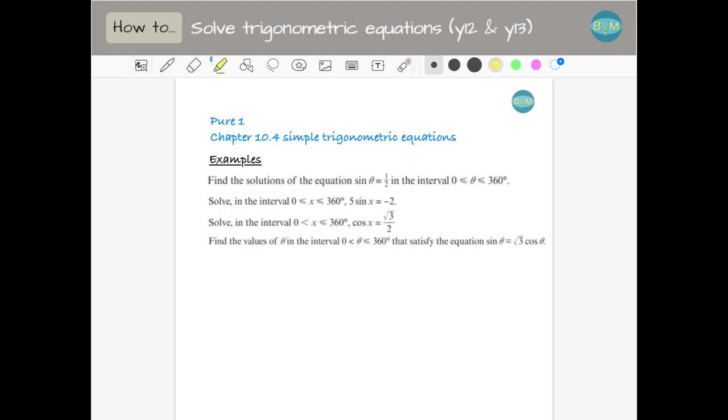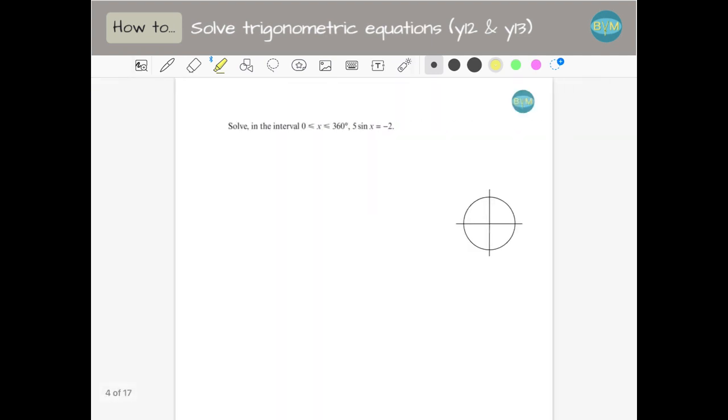So the first time you see them is in chapter 10.4, which is simple trigonometric equations. The equations are quite simple, really things like this, where you have sine, cos, or tan equal to a number, or a very easy way of finding that sine, cos, tan equal to a number. So for example, with this equation, I'm going to make sine x the subject, just dividing by 5. So I have sine x is going to be minus 2/5. And I'm going to solve this equation in this interval.